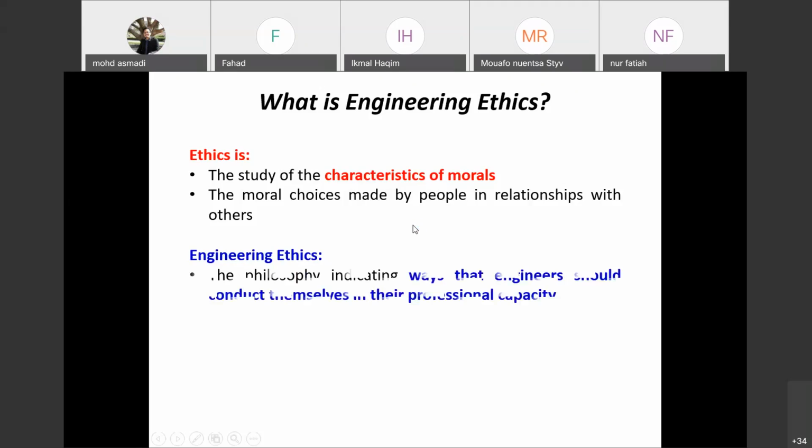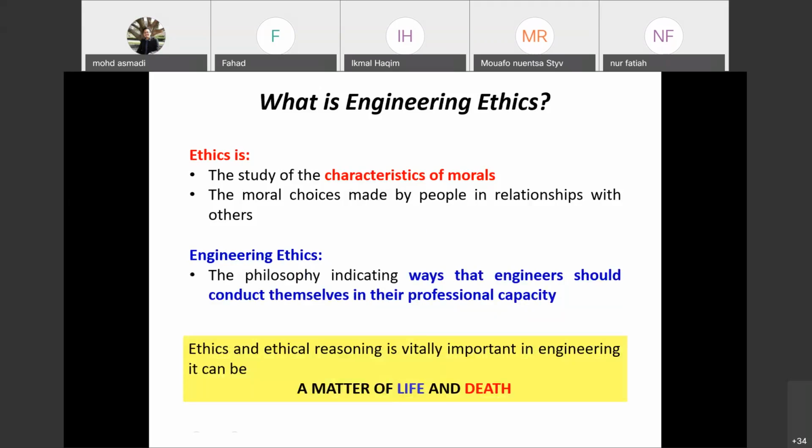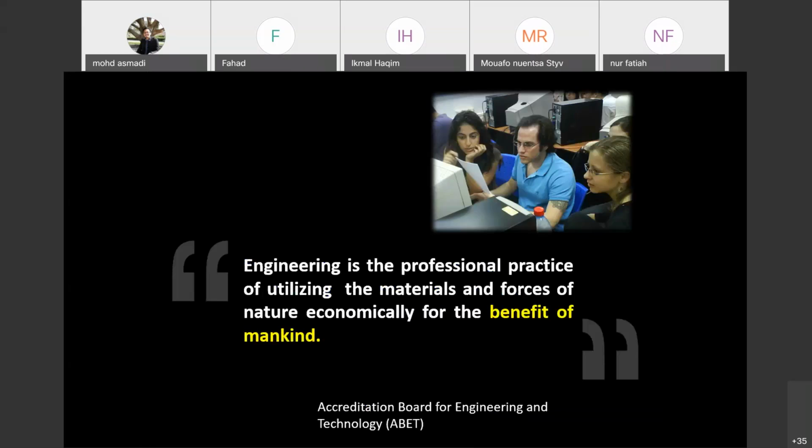Engineering ethics is the philosophy indicating the ways engineers should conduct themselves in their professional capacity. It's a matter of life and death. Ethical reasoning is vitally important in engineering. It can be a matter of life and death. Engineering is a professional practice of utilizing the materials and forces of nature economically for the benefit of mankind. This is from the engineering and technology definition.